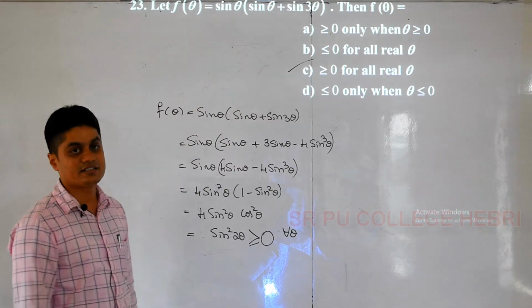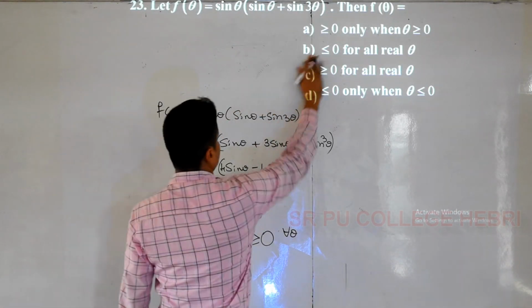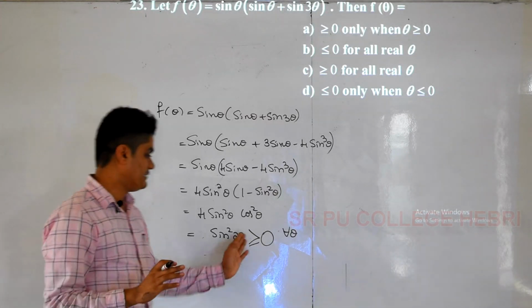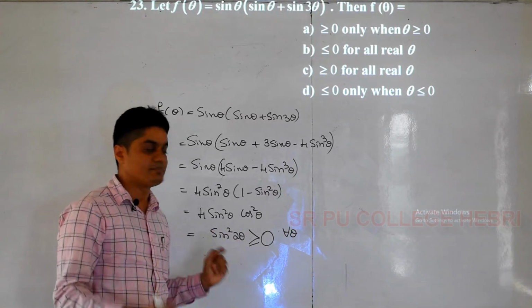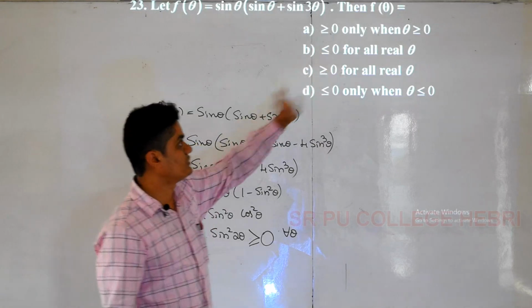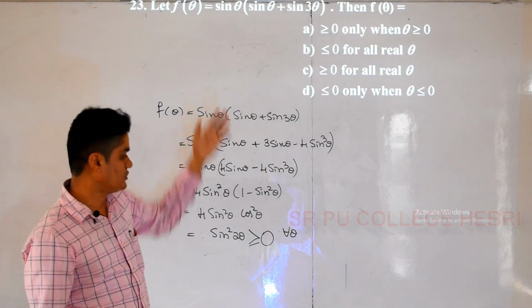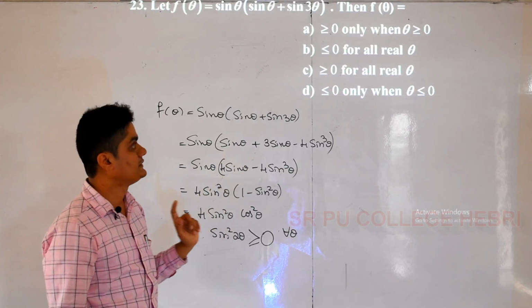Now check which option is satisfied. First option, greater than or equal to 0 only when theta is greater than 0, not like that. Even for a negative angle, sin square will be positive. Less than or equal to 0, no chance. Second option, no chance, because they are telling it is negative. Negative is not possible because we have a square.